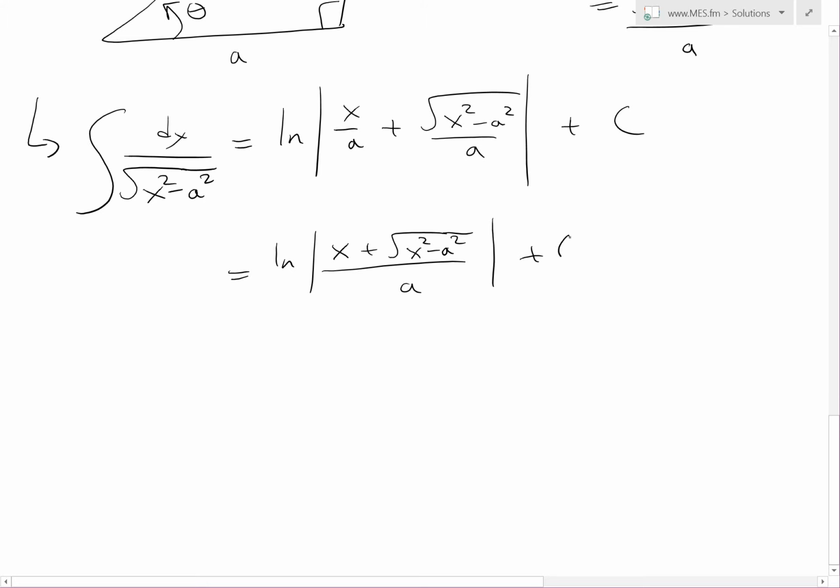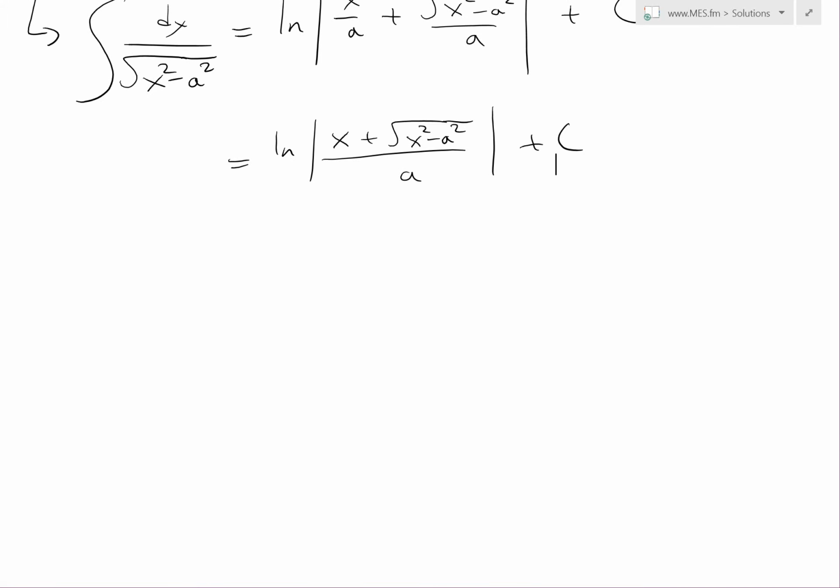And now if we recall from my properties of natural logs, this can be separated by subtracting. So what we get here is just ln of the absolute value of x plus square root of x squared minus a squared. Now we just subtract this out, so ln a. And again, it's not ln of the absolute value of a because a is greater than 0. So when we do this, this is just a property of natural logs.